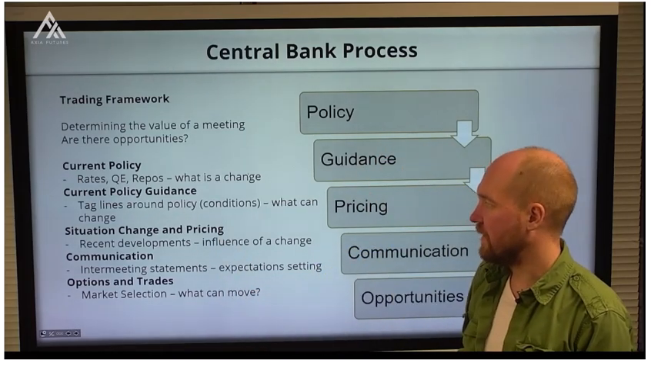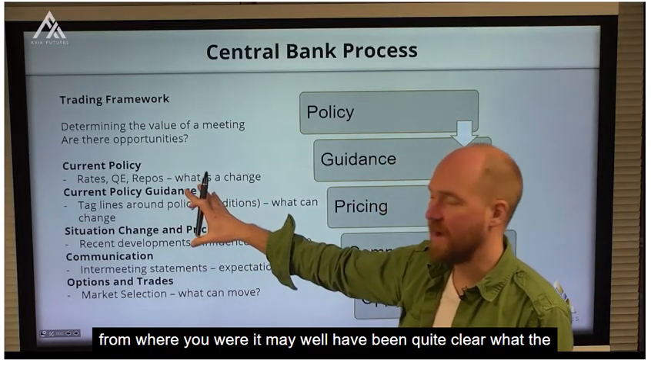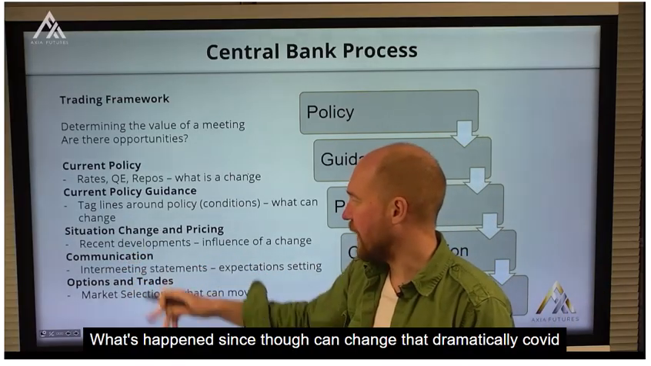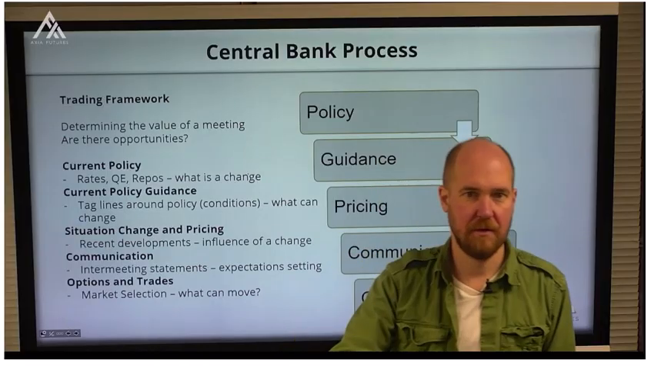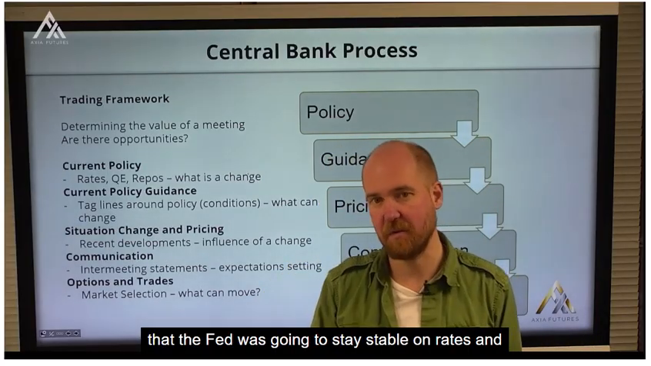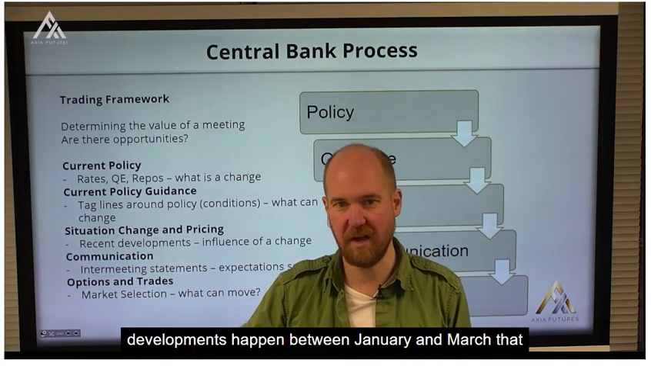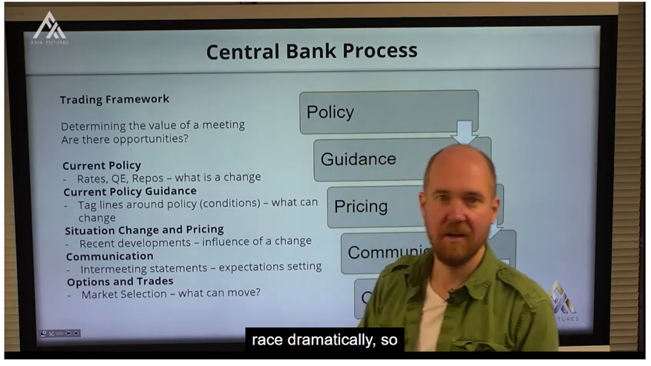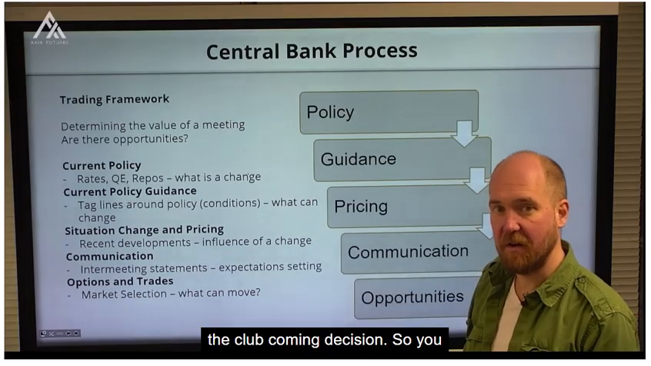What's happened since the last meeting? Whilst from where you were, it may well have been quite clear what the policy was and what it's going to change to, what's happened since can change that dramatically. COVID, for example, is a prime example. Moving into COVID, the expectation was very clearly that the Fed was going to stay stable on rates and eventually start to raise them as 2020 went on. Developments happened between January and March that meant absolutely that was not the case, and the Fed cut rates dramatically. So developments, and that's a very extreme case, will impact the upcoming decision.